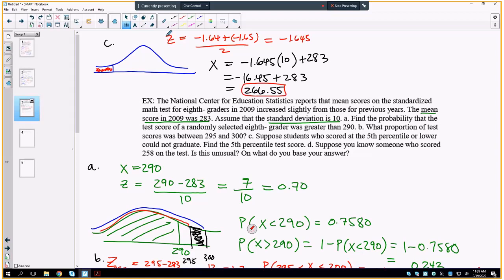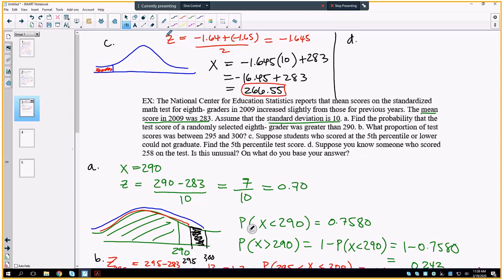So the problem tells us if you make 266.55 or lower, you cannot graduate. Last question now, question D. Suppose you know someone who scored 258 on the test. Is this unusual? On what do you base your answer?